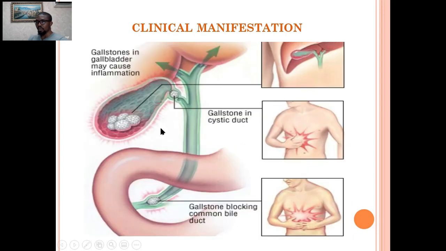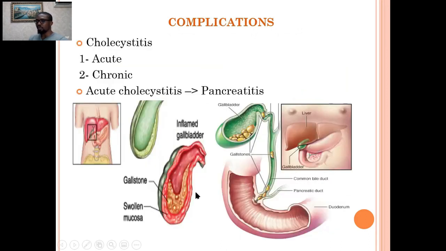When the cystic duct or the common bile duct is transiently blocked by a stone, pressure rises in the bile ducts. Now, the resultant increase in peristaltic contraction in this area will then cause severe visceral pain in the epigastric area, and this pain can sometimes radiate to the back. A major clinical presentation of gallstone is inflammation of the gallbladder, which is known as cholecystitis. Now, cholecystitis can either be acute or chronic.